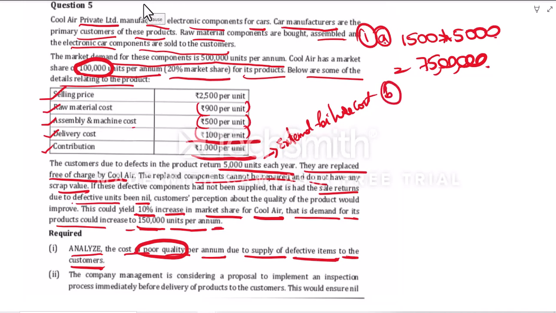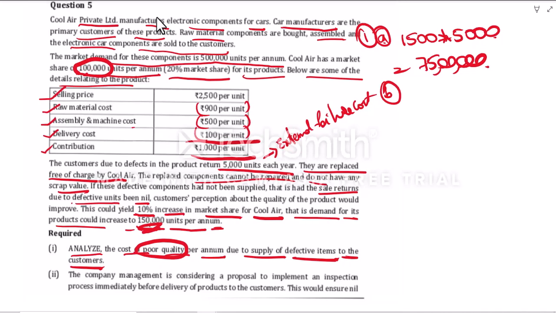What is the other cost they are having? Loss of market share. So how many units are they losing? 50,000 units. Here they have given that it is now 1 lakh. If there are no defective products, it will be 1,50,000. Means 50,000 they are losing.